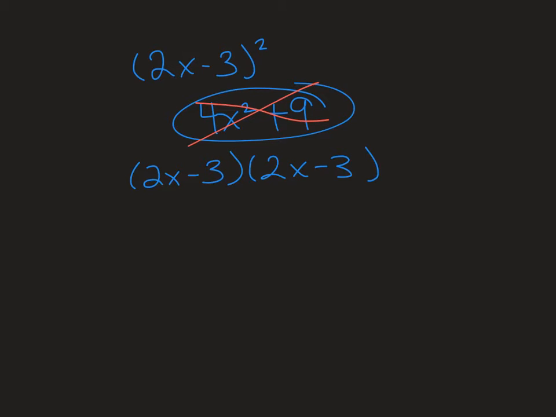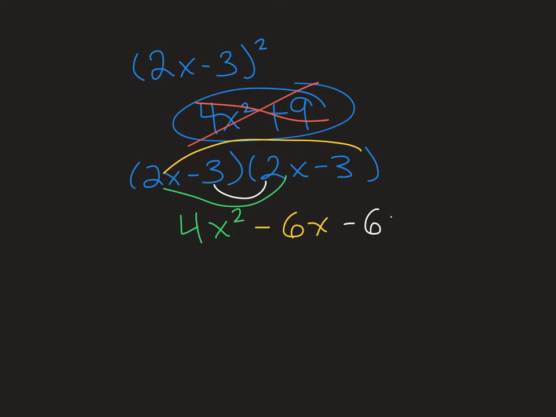Because that's what 2x minus 3 quantity squared means, and go ahead and FOIL it. So if we FOILed this, did the first two, we would get 4x squared. If we do the outer two, we would get minus 6x. If we do the inner two, we would get another minus 6x. And then if we do the last two, we would get negative 3 times negative 3, which is a positive 9. Okay? So to rewrite this, it would be 4x squared minus 12x plus 9.